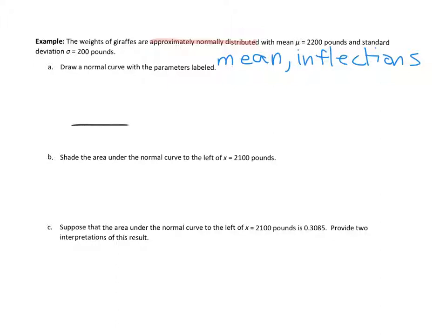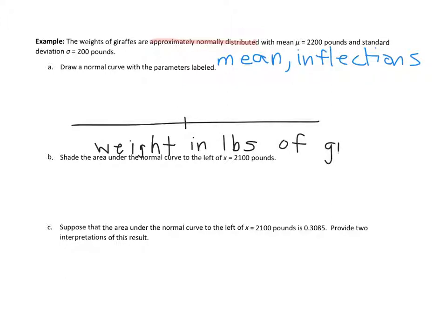So let's see what I expect from you guys on an exam. So the mean is 2,200 pounds. And to cover our units, we could say weight in pounds. So we don't have to write the units over and over again of giraffes. Always nice to label your graphs. Okay, so then we have the 2,200 pounds. And the inflection points are 1 standard deviation away. So we have to go, standard deviation is 200 pounds. So let's add 200. So 2,400. And subtract 200.